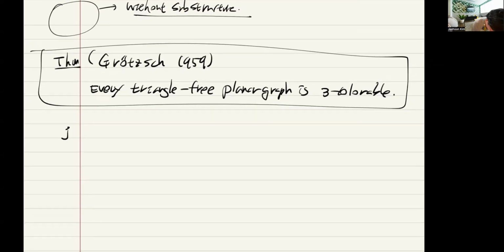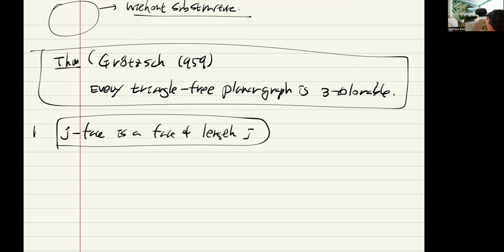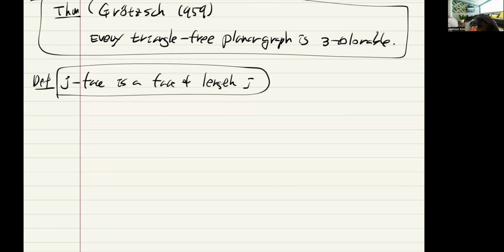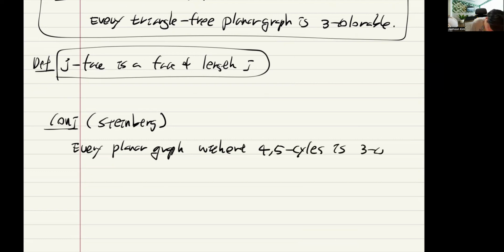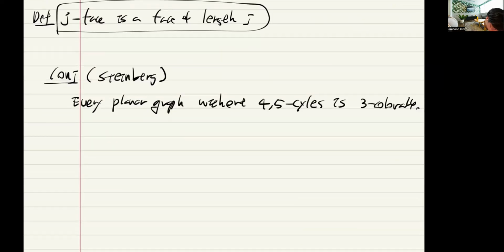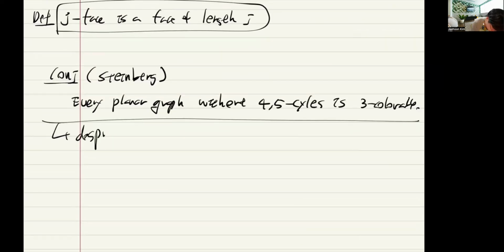Let's say a j-face is a face of length j. There is another well-known conjecture, which is called the Steinberg conjecture. It says that every planar graph that may have triangles but does not have 4-cycles and 5-cycles is 3-colorable. So that was the conjecture, but this was disproved. This is not true.